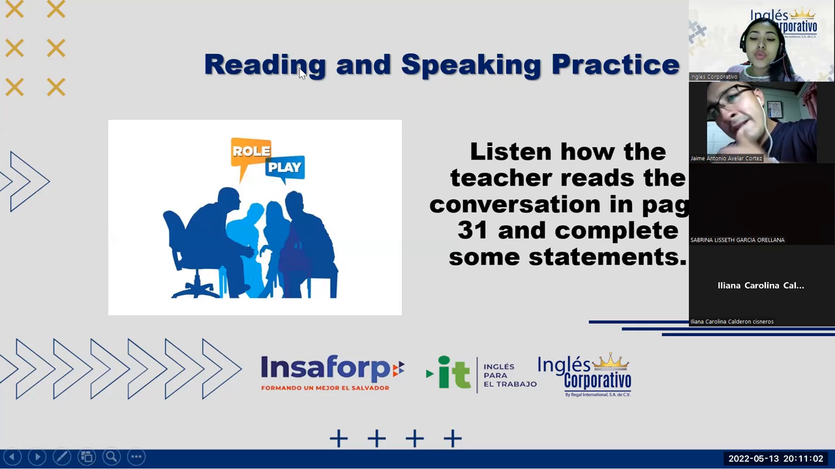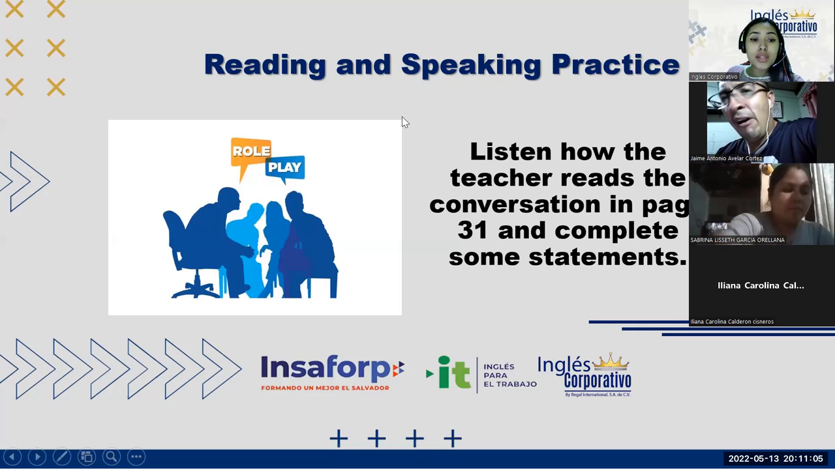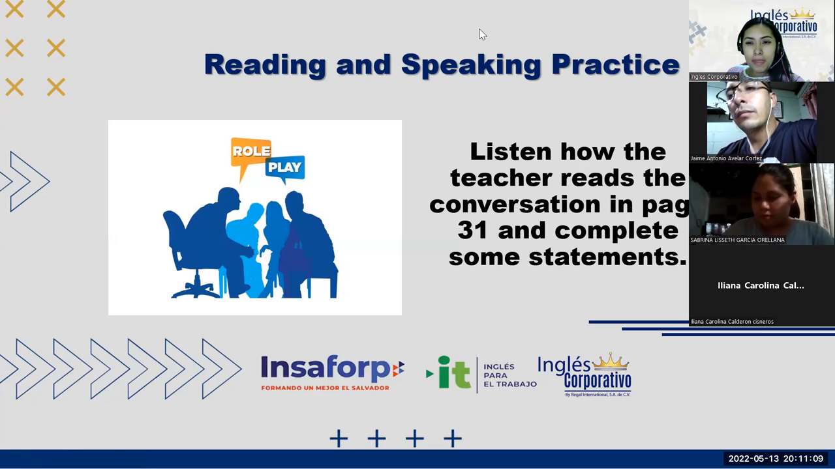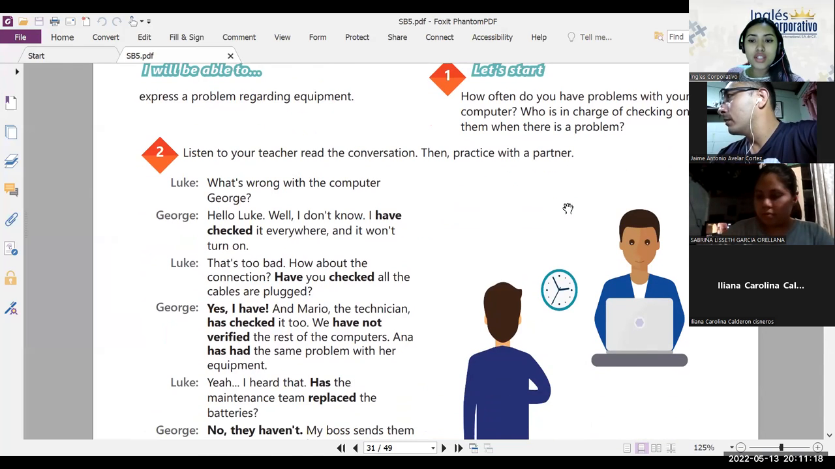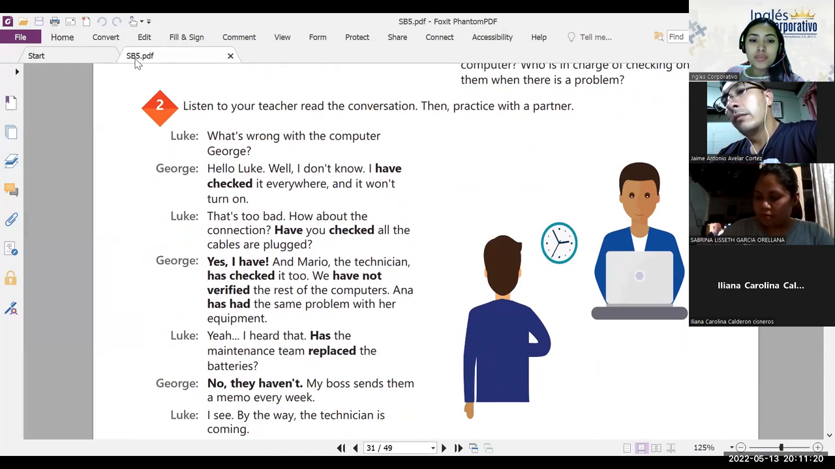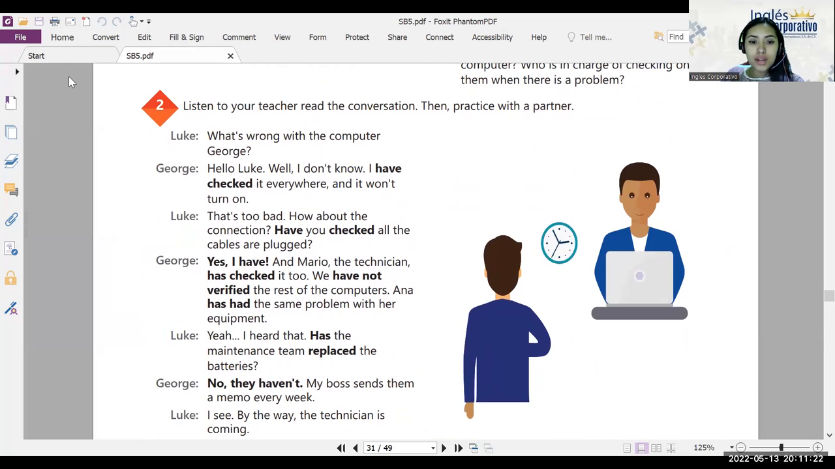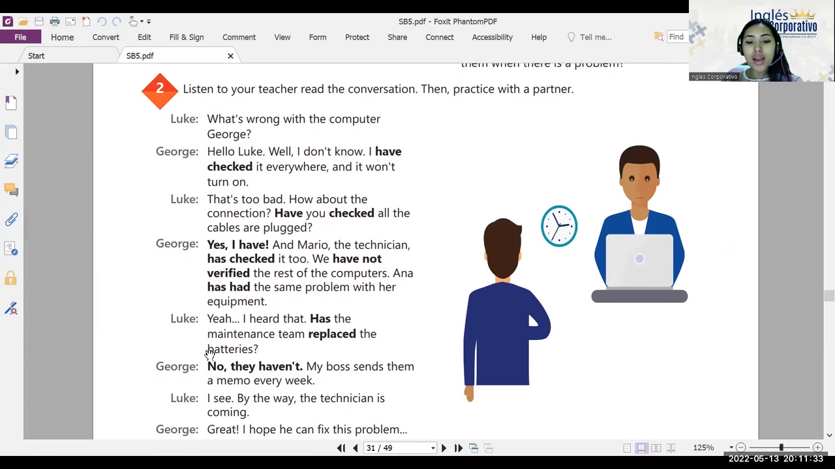So first, we have a speaking and reading practice about a conversation, okay? Let me get a second and let me share the screen. Here we have it. Okay, so we have a conversation here. This is between Luke and George, okay? So let me read it for you and later on we will go ahead and check the bold words, okay?